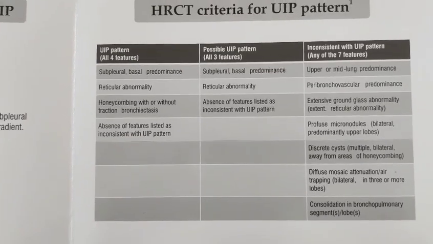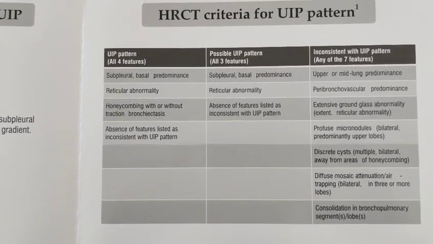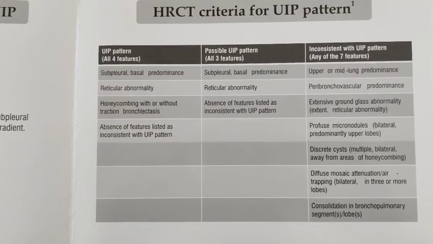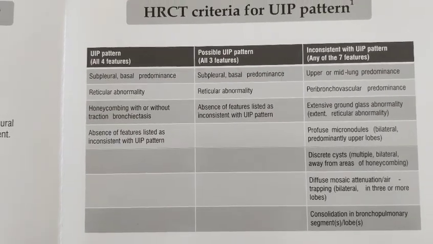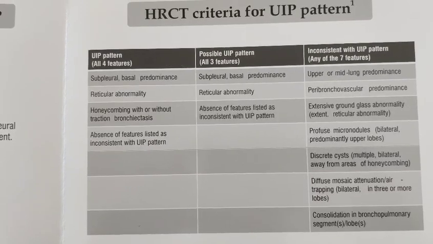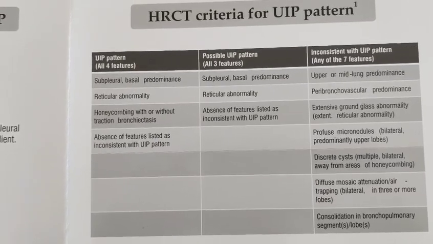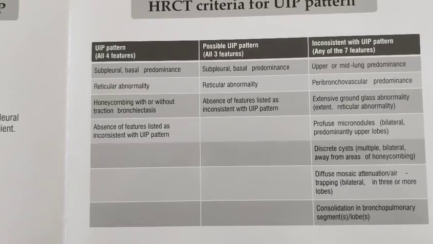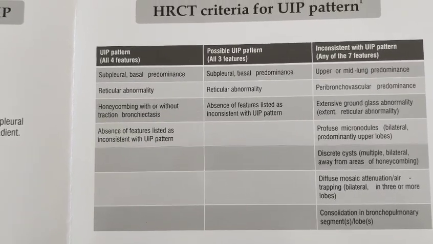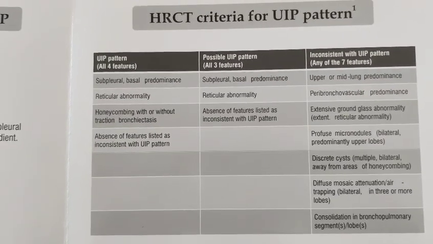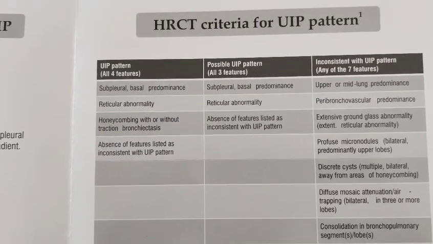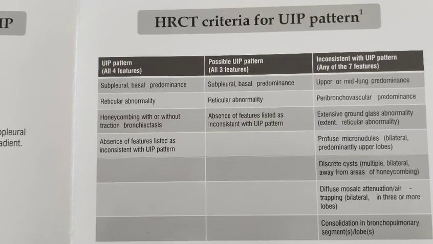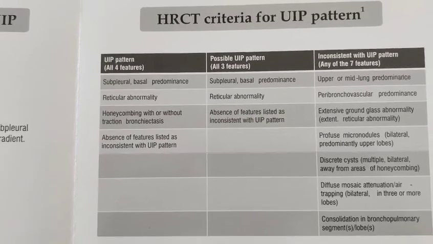HRCT pattern for UIP: UIP, possible UIP, and inconsistent with UIP. Firstly, UIP: all four features will be present. Subpleural, basal predominance, reticular abnormalities, honeycombing with or without traction bronchiectasis, and absence of features listed as inconsistent with UIP. Possible UIP: all three features should be there. Subpleural, basal predominance, reticular abnormalities, and absence of features listed as inconsistent with UIP.